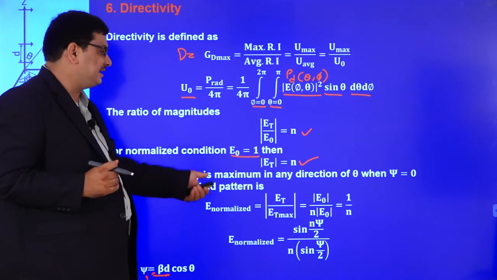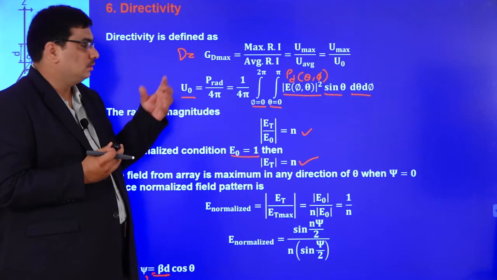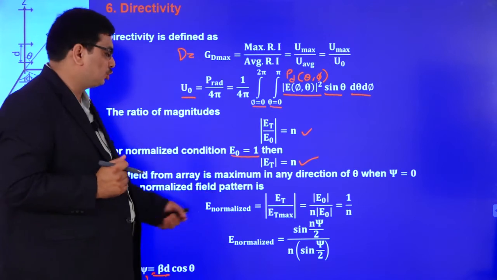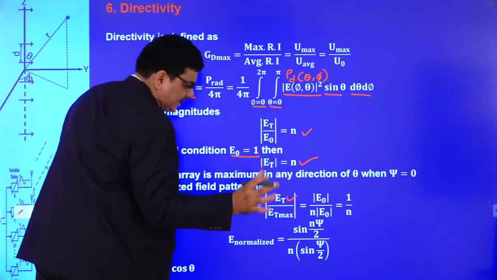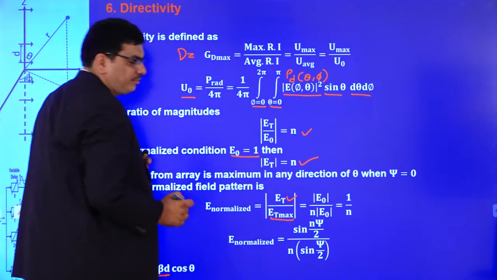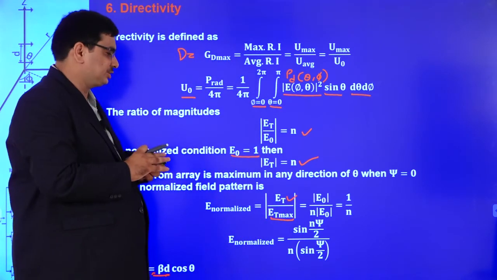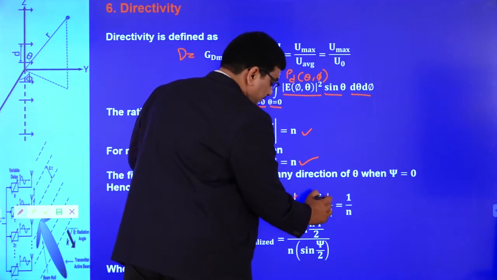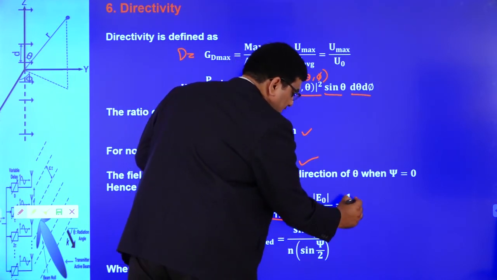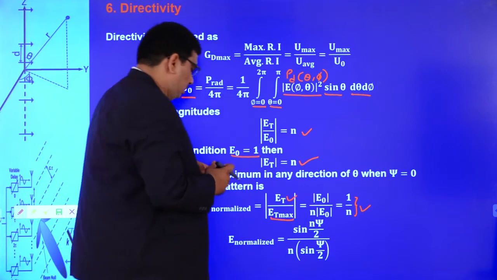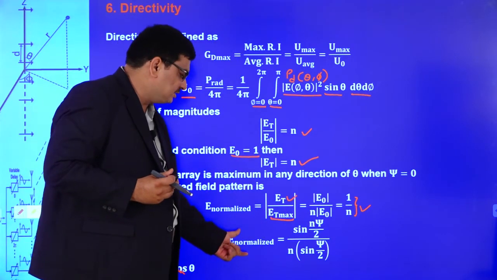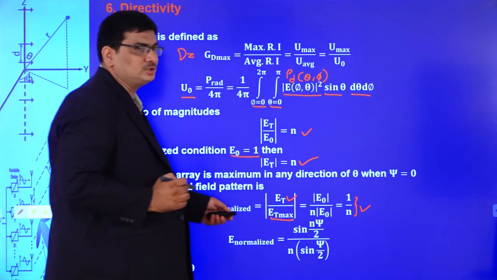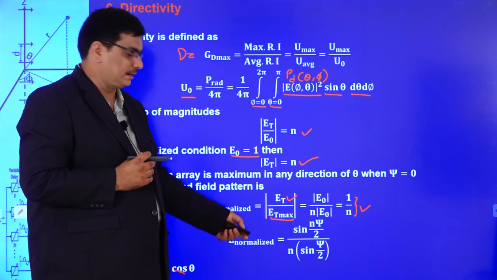So the field from the array is maximum in any direction when psi is equal to 0. Hence the normalized radiation pattern is equal to the total radiated field in a particular direction divided by the maximum field in that particular direction. We know that E_t is equal to modulus of E theta, modulus of E naught by n into E naught, that is 1 by n. So your normalized field pattern is equal to 1 by n times sin(n psi by 2) by sin(psi by 2). So this is the equation for the array factor.